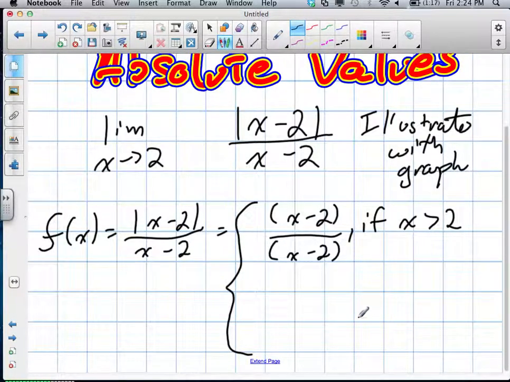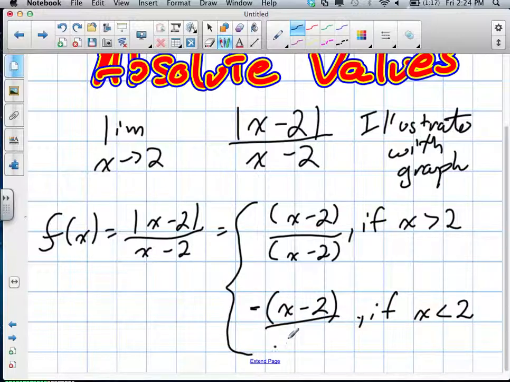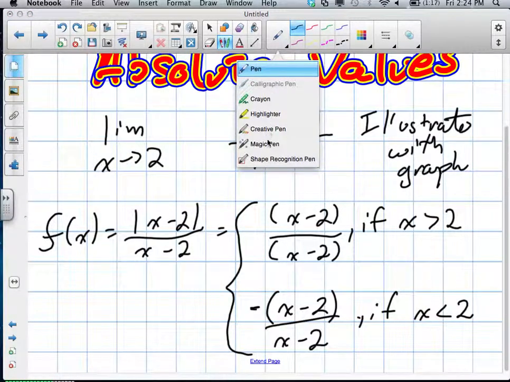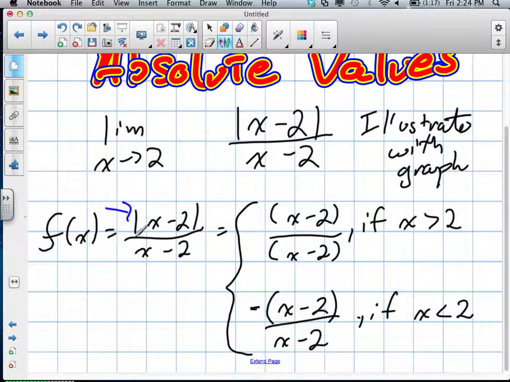And if x is less than the number 2, again, we have x minus 2 on top. The only difference is our value would technically be a negative number, so negative of x minus 2. What we mean by that is that if it's absolute value, it's still going to give the same positive result.